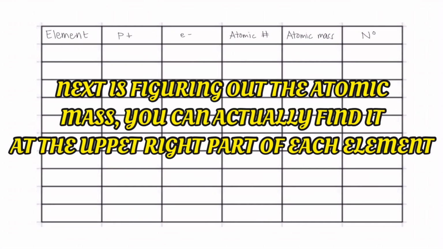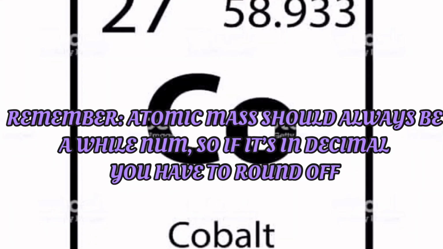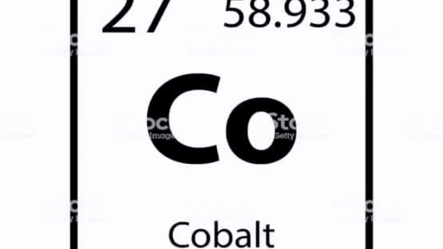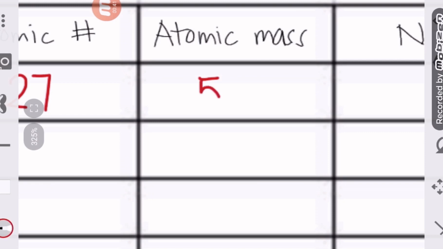Next is figuring out the atomic mass. You can find it at the upper right part of each element. You should always remember that the atomic mass should always be a whole number. So if it's in decimal, you have to round it off. And after that, you can answer the column that says atomic mass.